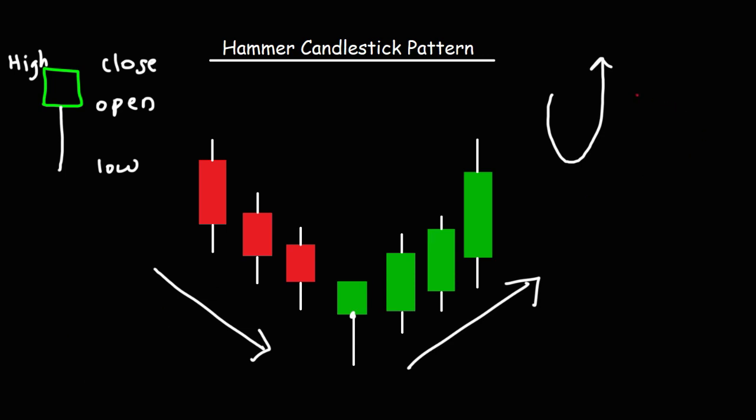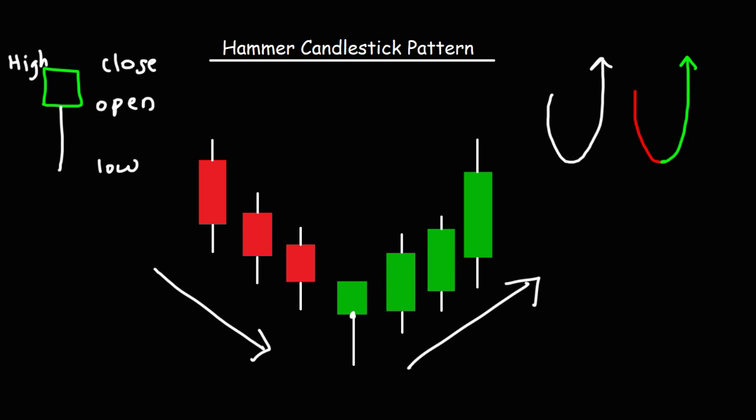So during the first part, the sellers are in control, bringing the price down. And during the second part, the buyers take over and they drive the price up. So that color change from red to green indicates potential reversal.